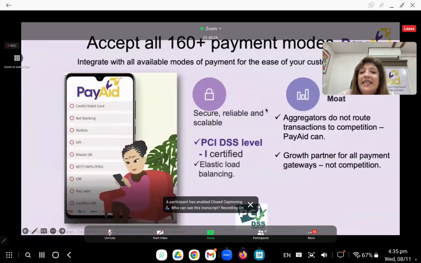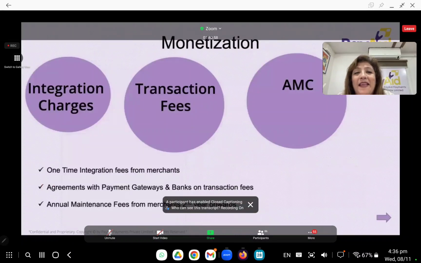We are a PCI DSS certified company with elastic load balancing. And our biggest moat is that an aggregator like a PayU or a Razorpay will never route transactions to their competition, while we don't have any of the aggregators as a competition. Also, since I'm from the payment industry, we are treated as a growth partner by the aggregators, and we are not treated as competition by any of them.